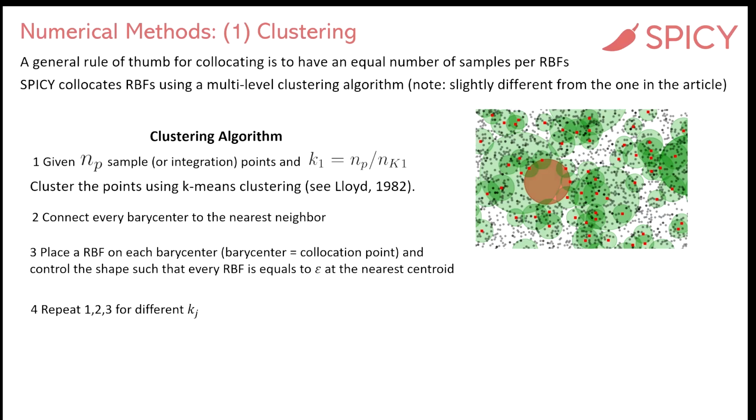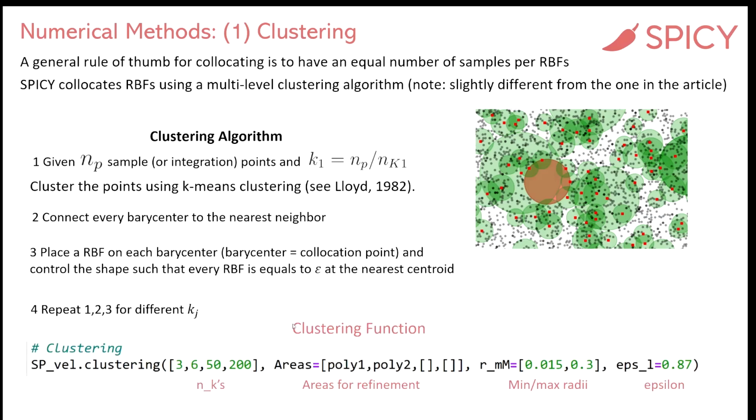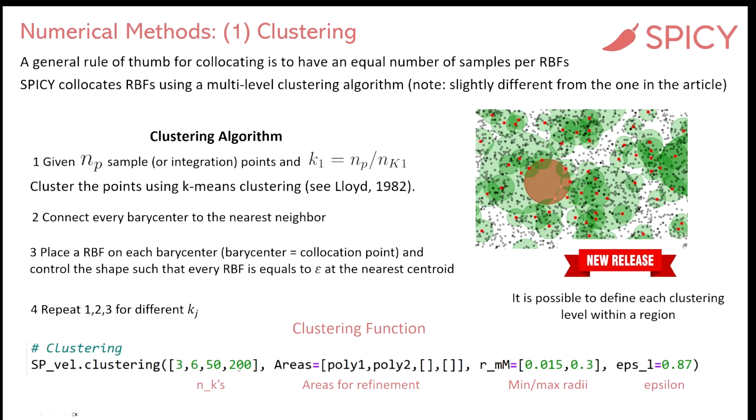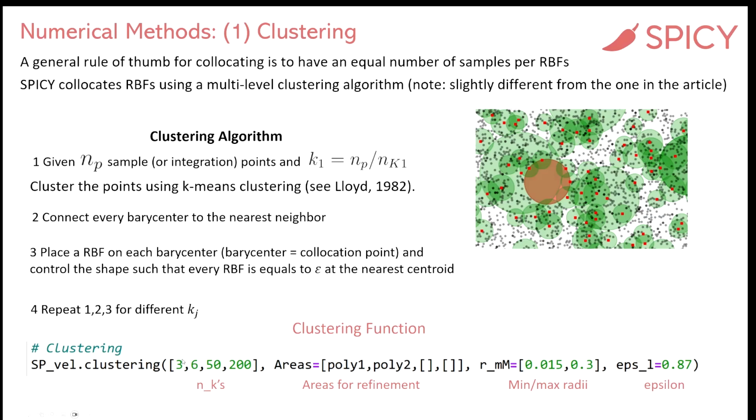So to conclude, what SPICY will ask when preparing the clustering is the following. We'll have 4 inputs. First, it will ask for the vector of NKs. So these are the ones that will be used to collocate the bases at the different levels. So in this example, I'm giving 3, 6, 50, 200, which means that there will be the first level with about 3 particles per basis, then about 6 particles per basis, and so on and so forth.